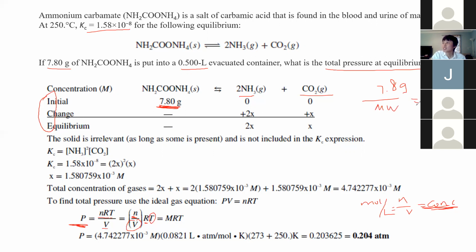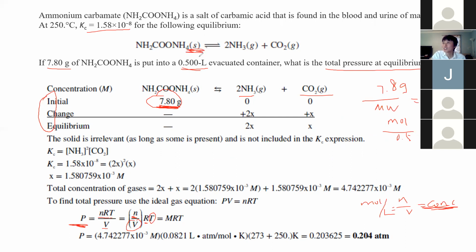So mass divided by molar mass gives you the number of moles. Then you know the volume, so you divide the number of moles by the volume to get the concentration. So for the initial row here, you can put the concentration. Here, instead of using this, you also use concentration. But you can do that or not because this is a solid. So this is a solid.